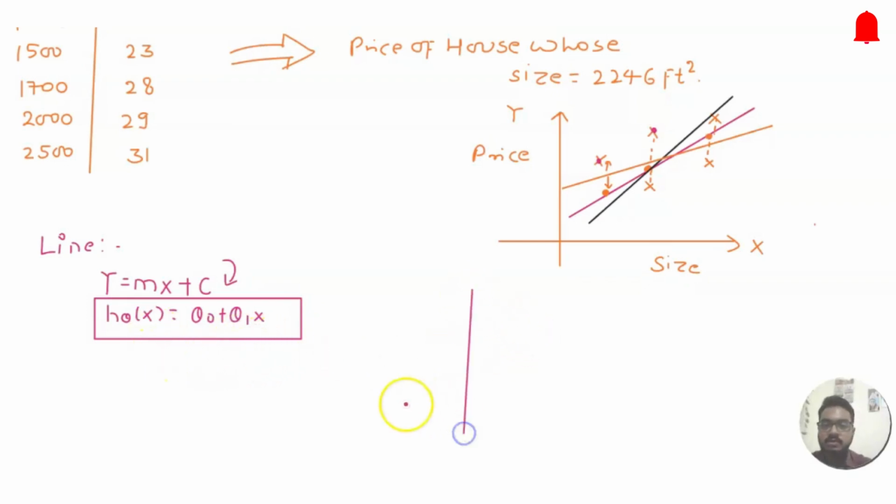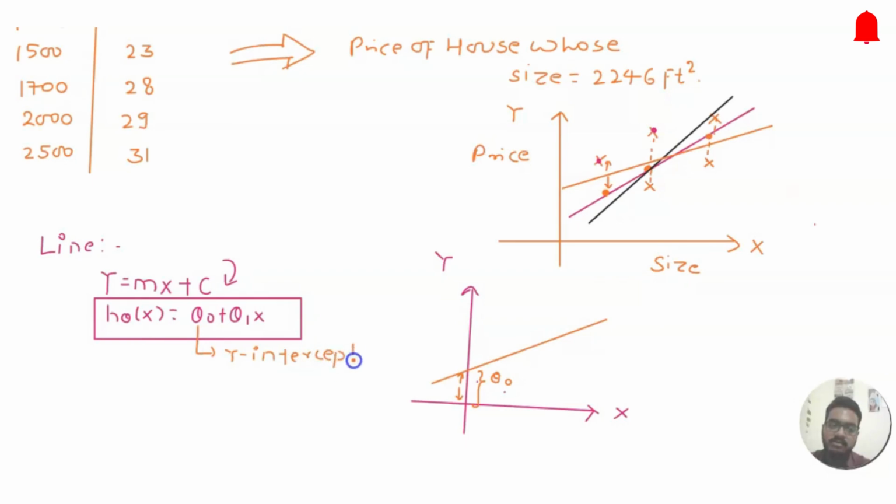Now, let's say this is our x and y axis, and I'm plotting a point or a line. Whatever distance is cut along the y-axis is called the y-intercept, denoted by theta 0. So this line has cut this much length along the y-axis, and that much length is nothing but theta 0. Theta 0 is our y-intercept, which we can usually find by substituting x equal to 0 in the equation.